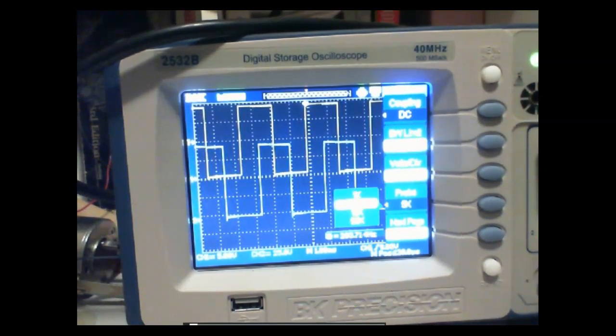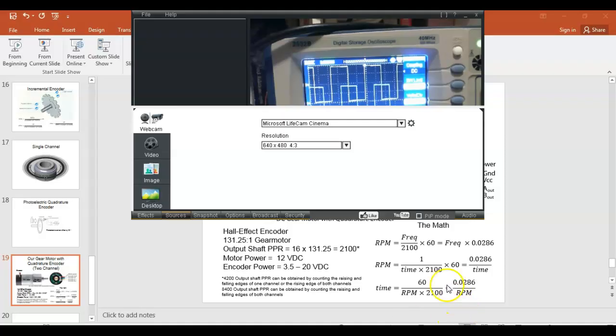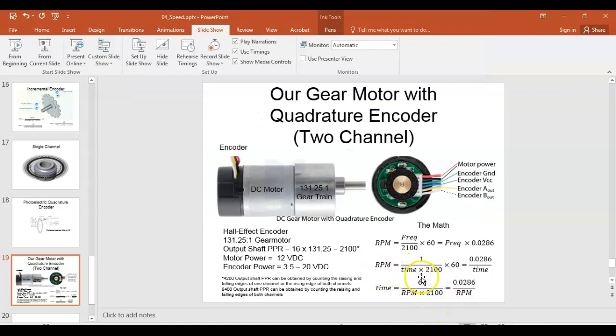What formula we're going to be using. So what y'all need to do is write down this formula right here. We're going to use our scope to measure time. Then we're going to multiply that by 2,100. And you're going to take the reciprocal of that and multiply that by 60, and that should give you the speed. Everybody okay? You got it written down? I just screenshot it. Everybody got it?